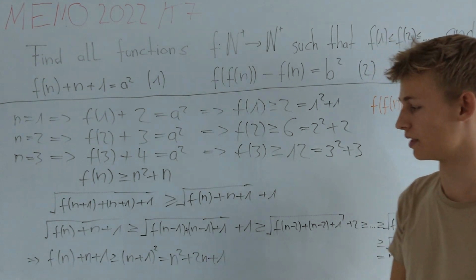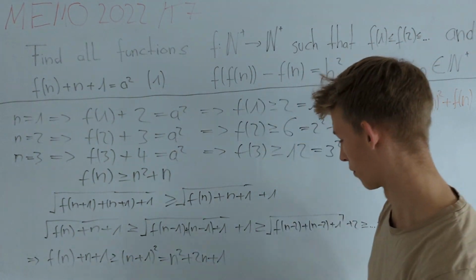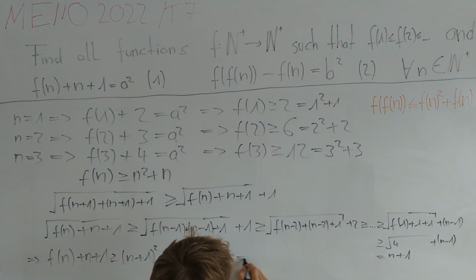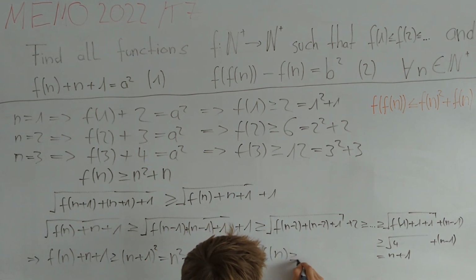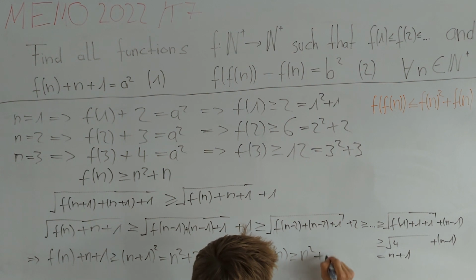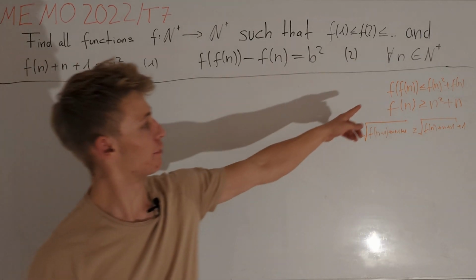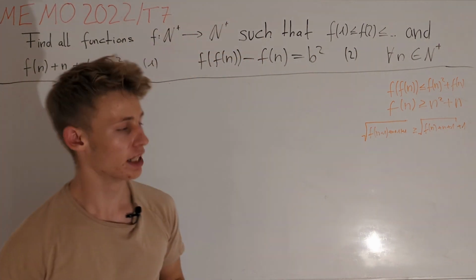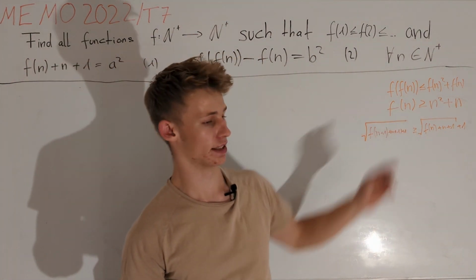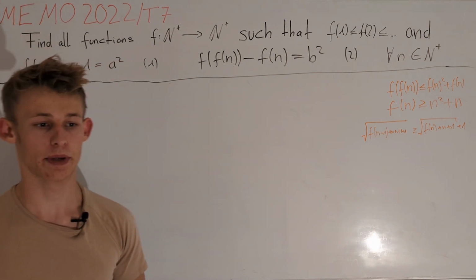And now, if we subtract n plus 1 from both sides, we get that f(n) is indeed greater than or equal to n squared plus n. So we get that f(n) is less than or equal to f(n) squared plus f(n), and we also get that f(n) is greater than or equal to n squared plus n.